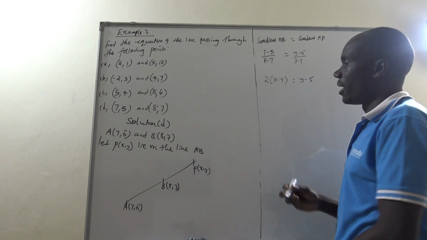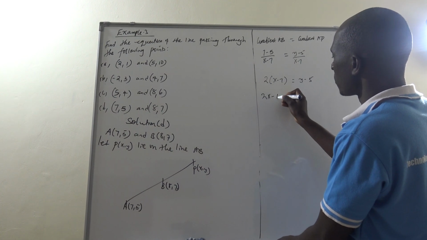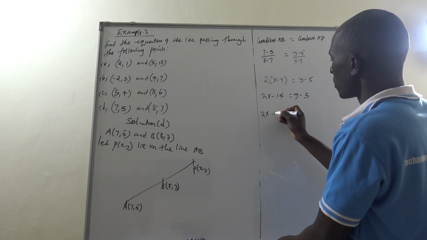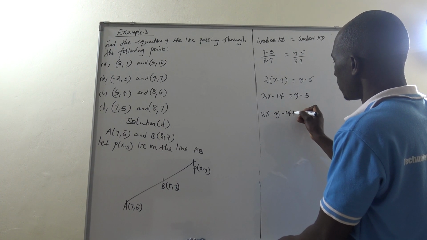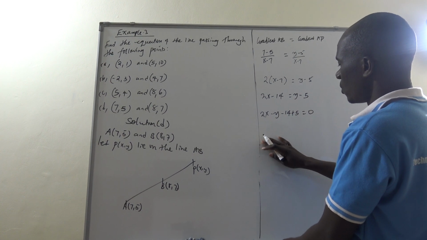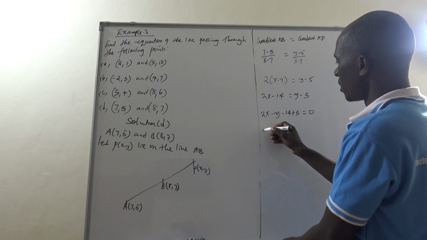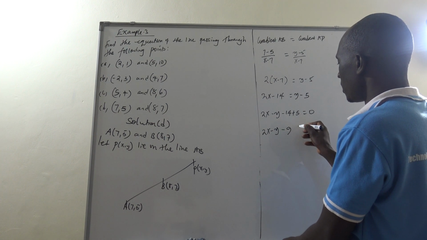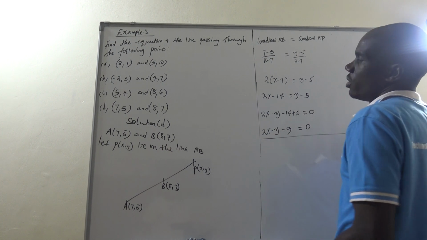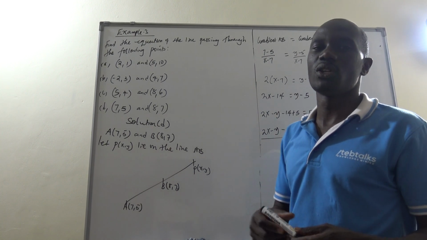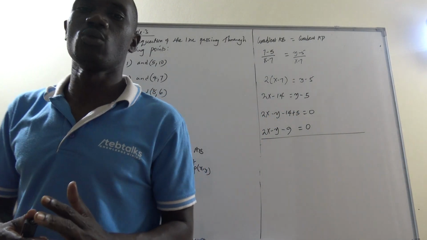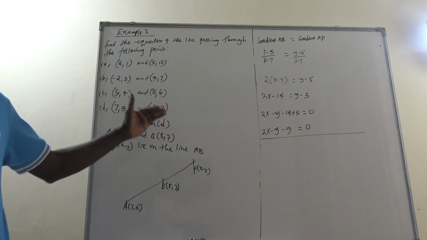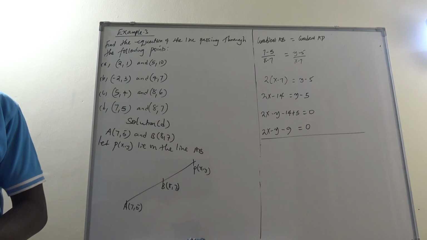So can we try to open up? We get 2x minus 14 equals y minus 5. So we get 2x minus y minus 14 plus 5 equals 0. So what are we getting here? We get 2x minus y minus 9 equals 0. So this is how we get the equation of the line when you are given 2 points, where we first get the gradient, and that's how we do such numbers.